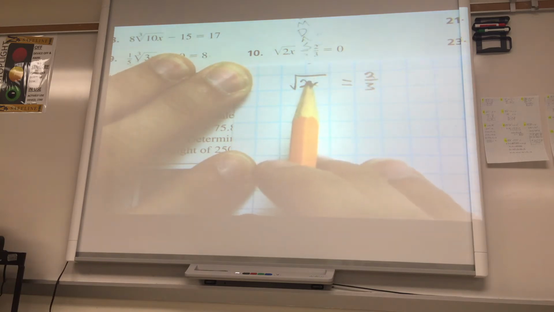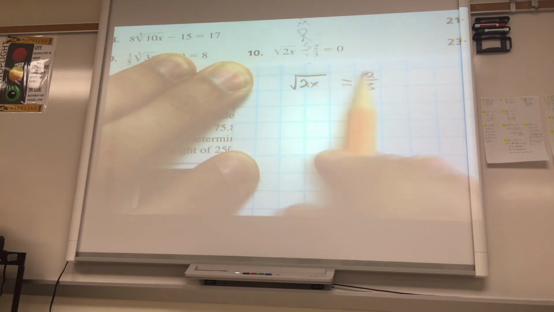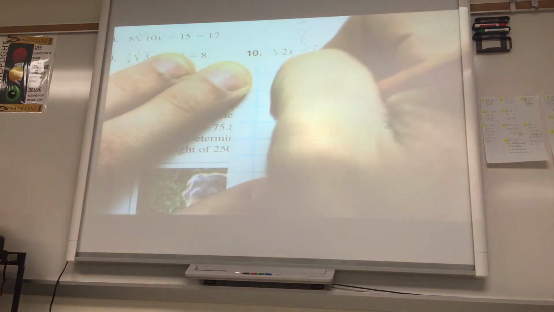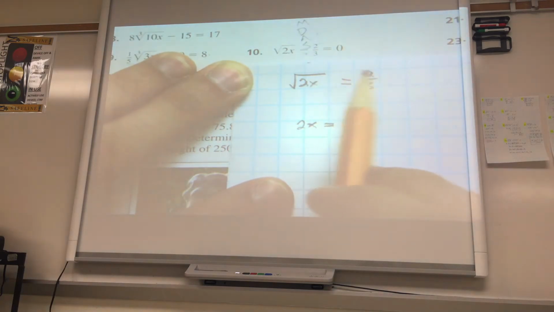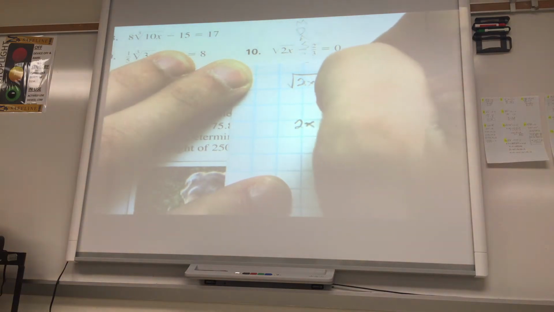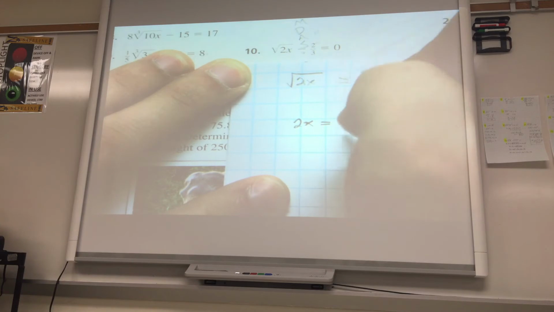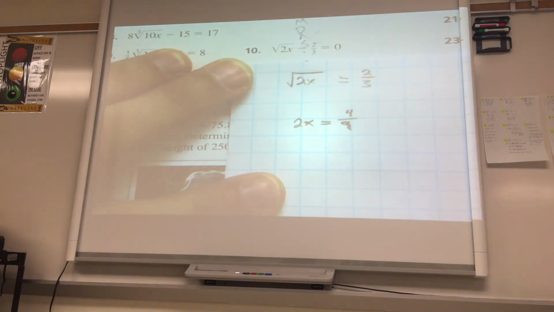Now the square root is isolated, so I'm going to get rid of it by squaring both sides, so I have 2x. Now this is something that I learned, it makes it really easy. When you square a fraction, you just square the top and you square the bottom separately. So 2 squared on top is 4, 3 squared on bottom is 9. Like that, 4 over 9.